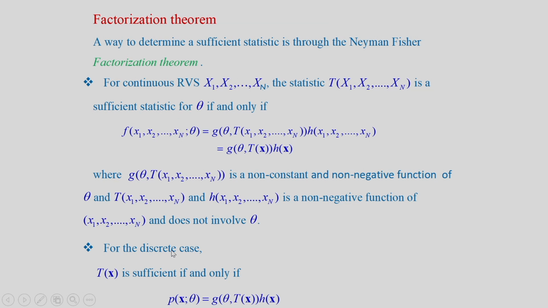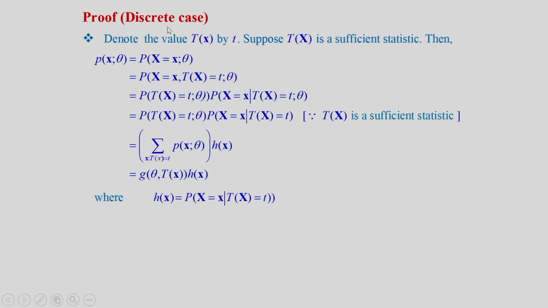For the discrete case, we will be considering the condition in terms of joint PMF. Therefore, T(x) is sufficient if and only if this joint PMF p(x, theta) as a function of theta is a product of g(theta, T(x)) into h(x), where g and h are defined as earlier. So, we have introduced the factorization theorem. We will try to prove this considering the discrete random variables x1, x2 up to xn.